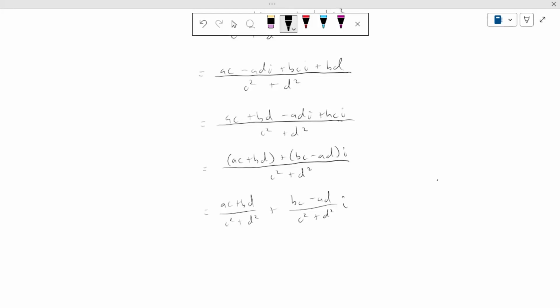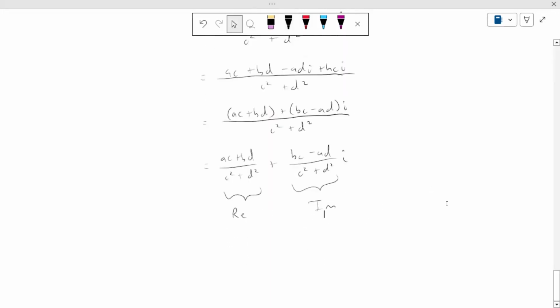Now, this is the real part of your complex number. And this is the imaginary part of your complex number. Fair enough. And it looks awful. That's a lot of work. Let's do an example. Let's do a quick example here. We have just enough time to do an example.